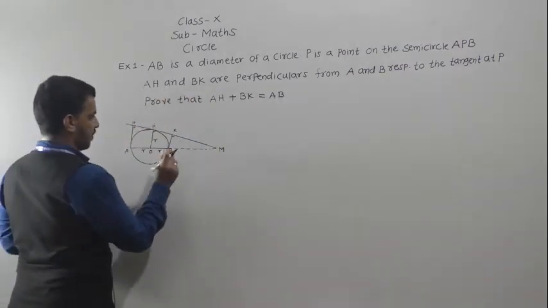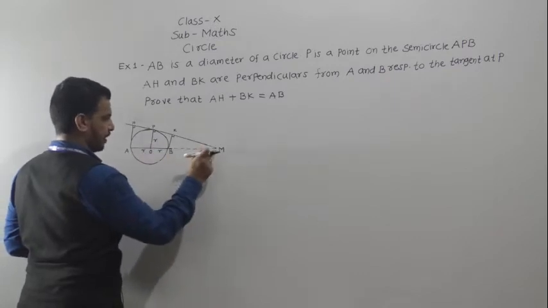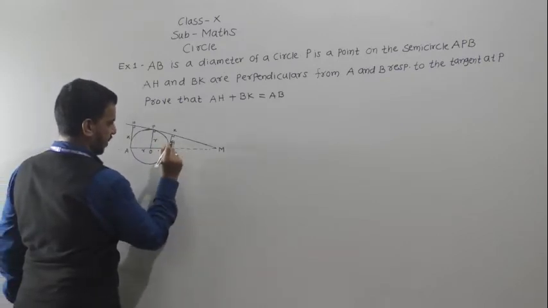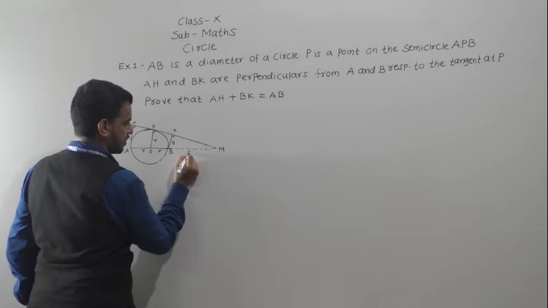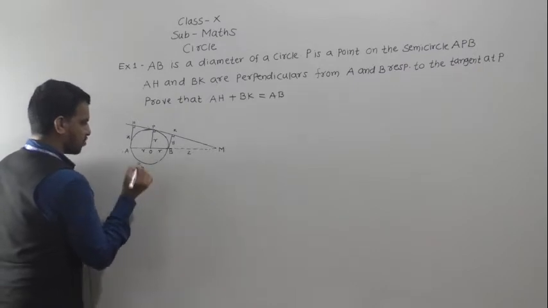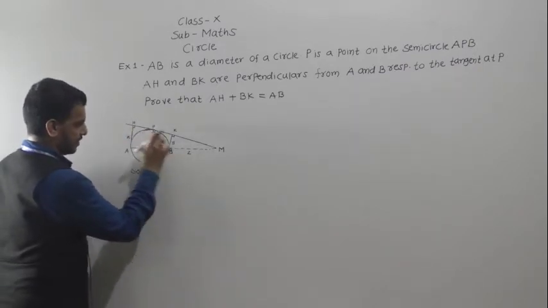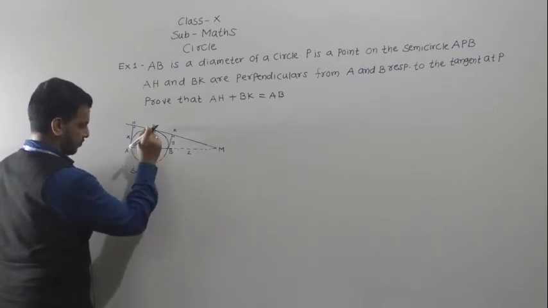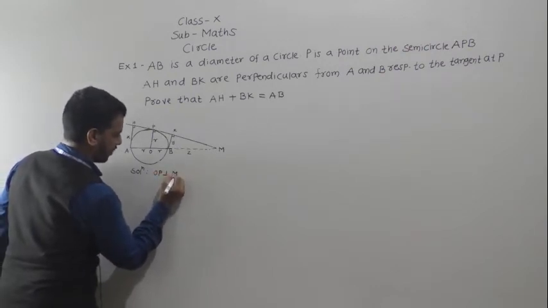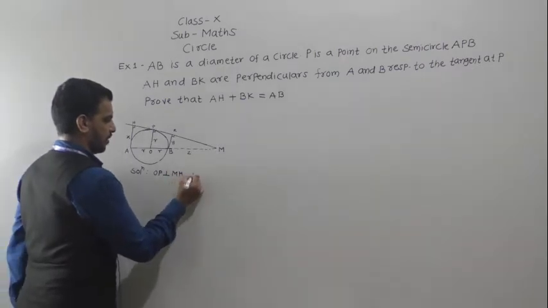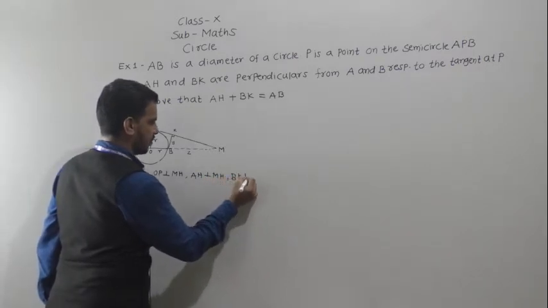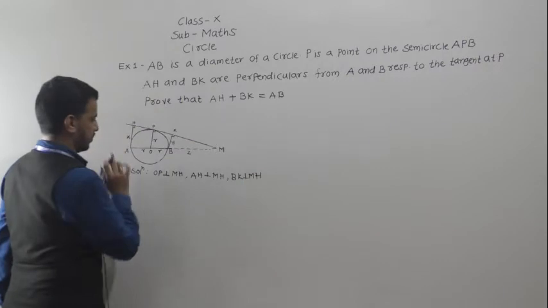Okay, now here we have to extend this AB up to point M. Now AH distance we suppose as X, BK distance we suppose as Y, and this MB distance as Z. Okay, so first we have to write this given. So here this OP is a radius and this is a tangent. So angle between radius and tangent is 90 degree. So OP is perpendicular to MH. Similarly AH is perpendicular to MH and BK is perpendicular to MH. This is given.